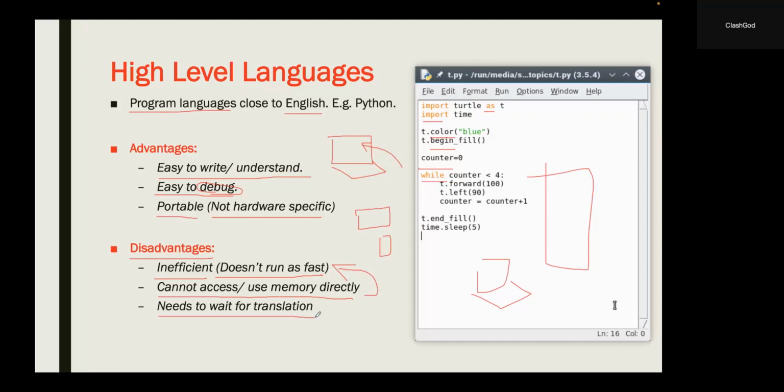The third is that it needs to wait for translation. Now, we're going to talk about this in detail later, but just for now, keep that in mind. All right, so these are the advantages and disadvantages of high-level languages. The advantages are pretty straightforward, but the disadvantages are quite abstract. But don't worry, we'll go into the details a bit later about some of the disadvantages.